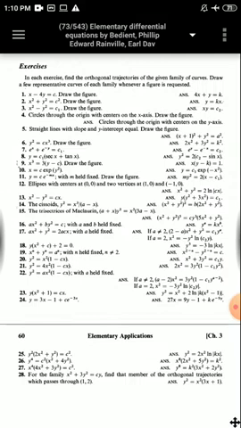So there are some examples given here. We can take a screenshot and try to solve the examples here. In each exercise, find the orthogonal trajectories of the given family of curves. Draw a few representative curves of each family whenever a figure is requested.